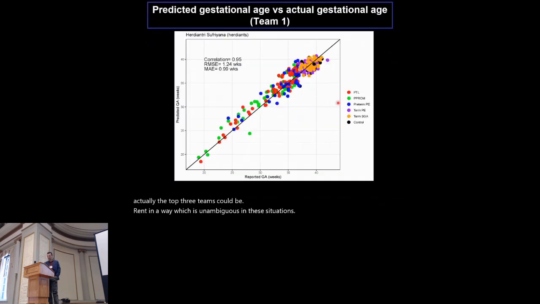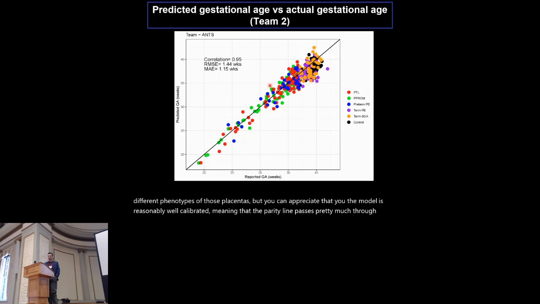Now, this is how the predicted gestational age looks versus actual gestational age for the team number 2 model. And you do see here the different colors representing the different phenotypes of those placentas. But you can appreciate that the model is reasonably well calibrated, meaning that the parity line passes pretty much through the cloud of points. And that was even more the case for team number 2. And we are also very happy to see that.